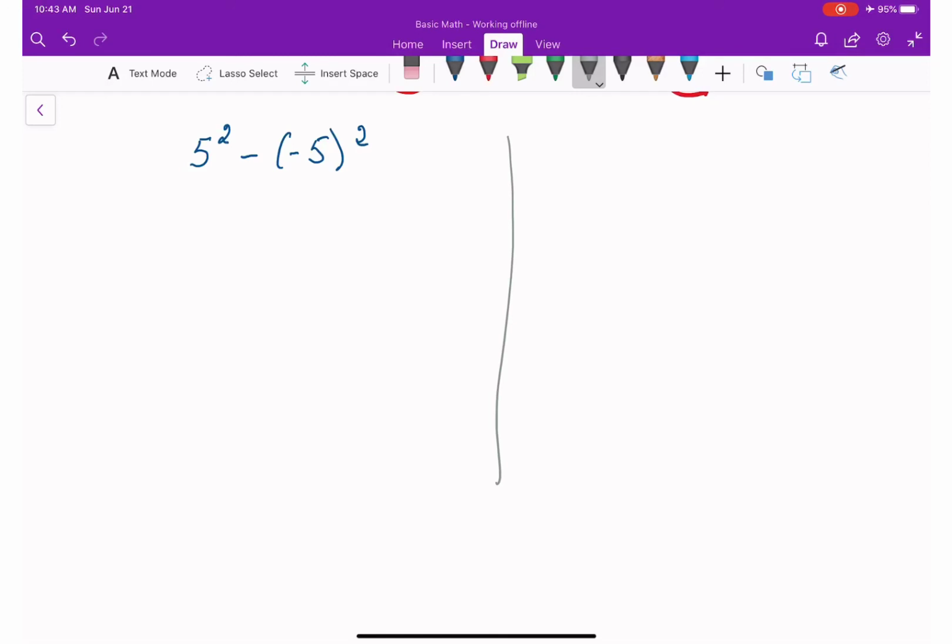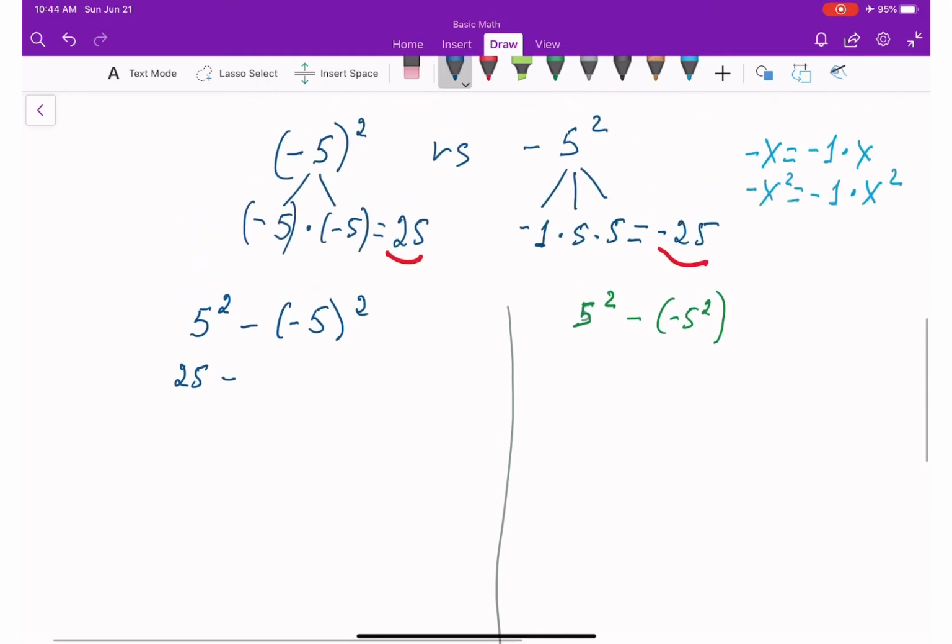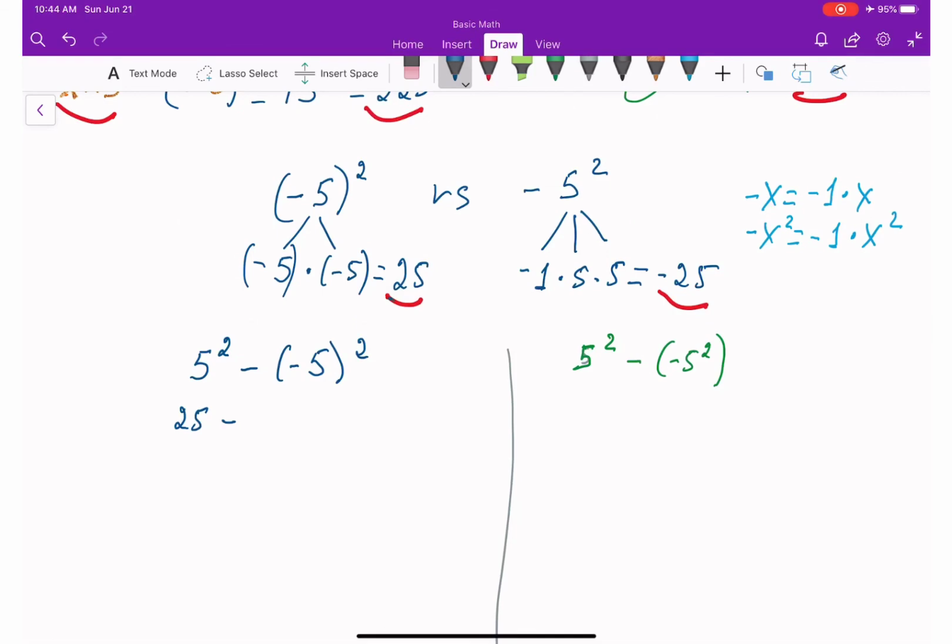and here I have 5 squared minus negative 5 squared. Well, let's solve it. 5 squared is 25 minus, how much do we have? (Negative 5) squared. We already learned from this case. Yes, it's equal to positive 25. So we write down here minus 25. And we are getting 0.